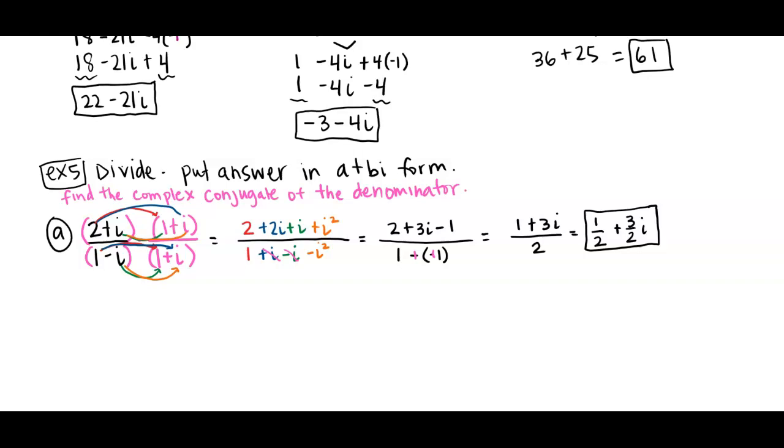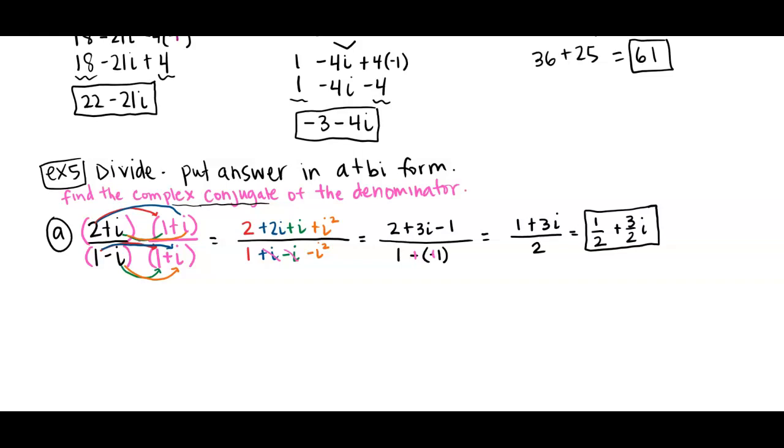Right, on the bottom, do the same thing, FOIL it. But this time my middle terms cancel each other out, right? And that's because they are complex conjugates. We're making that happen. And then that i squared needs to be changed to a -1. So I have minus -1, which is really adding 1. So I should have 2 on the bottom.